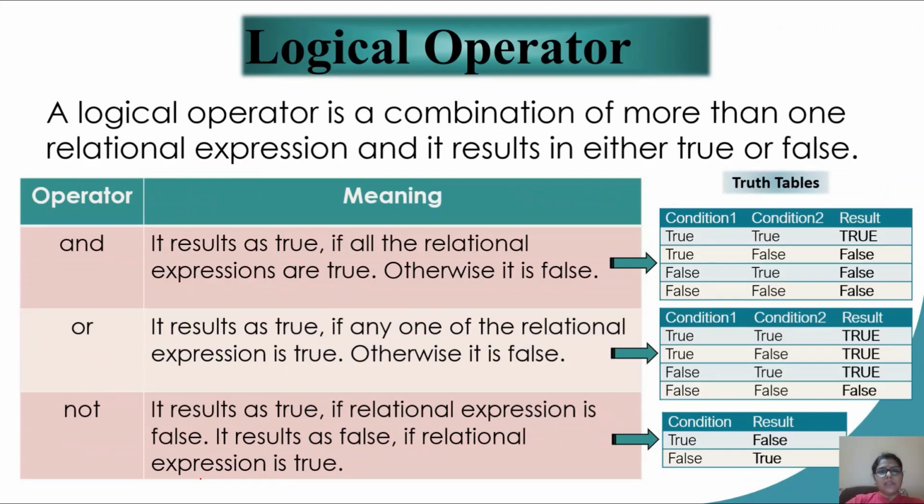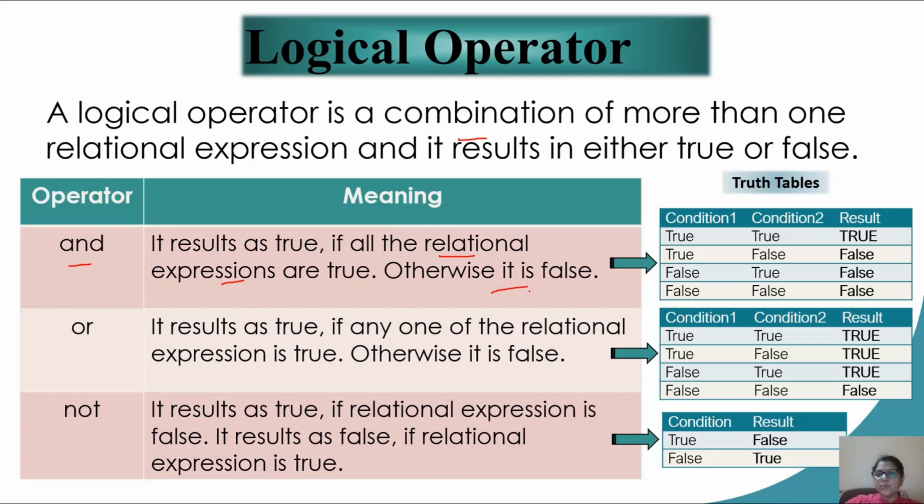Next, we also have some logical operators that can be used to form different conditions. Whenever we need to combine different conditions, maybe two or more, we use the logical operators. The first logical operator is the AND operator. This operator would result in true if all the relational expressions, or you can say all the conditions, are true. Otherwise, it will result in false.